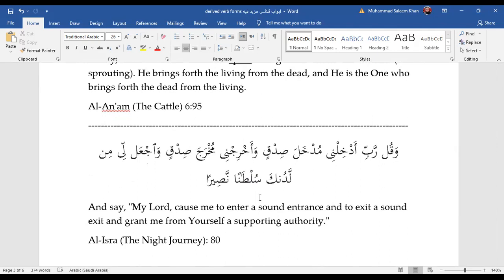أعوذ بالله من الشيطان الرجيم. وقل ربي, right? Lam will not be pronounced. أدخلني مدخل صدق وأخرجني مخرج صدق واجعل لي من لدنك سلطانا نصيرا. So what we know is that here it functions as the beginner of the sentence, so it's called wa al-istinafiya.